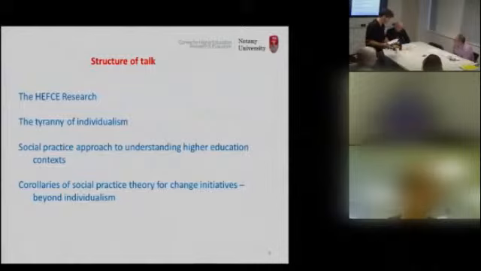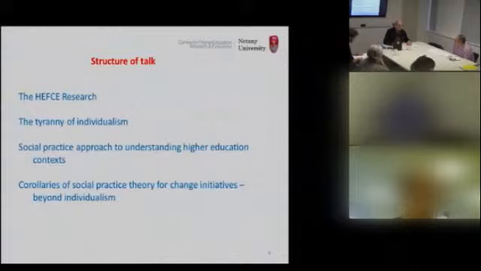So the structure of the talk then, I'm going to talk a bit about that project, explain what it was and so on. Then I'm going to say something quickly about what I call the tyranny of individualism. And then go on to the second part of my title, which is the dynamics of change management in higher education. I'm going to try and have a bash at beginning to apply social practice.